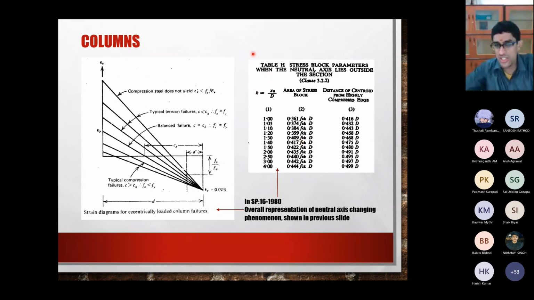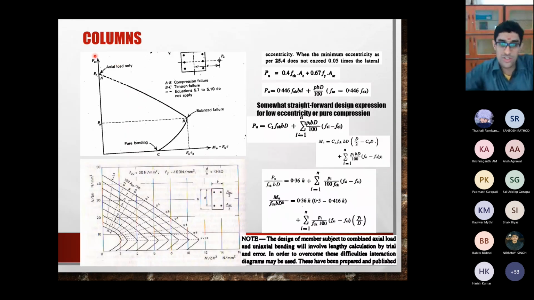I just want to show you this. You will not be using any of this. You will not be doing such problems which involve finding the interaction between moment and bending. You will not be doing it, but this is there in SP16. I just wanted to show it. So as I told you before, depending on the relative value of your axial load and bending moment, you may have different locations of neutral axis.